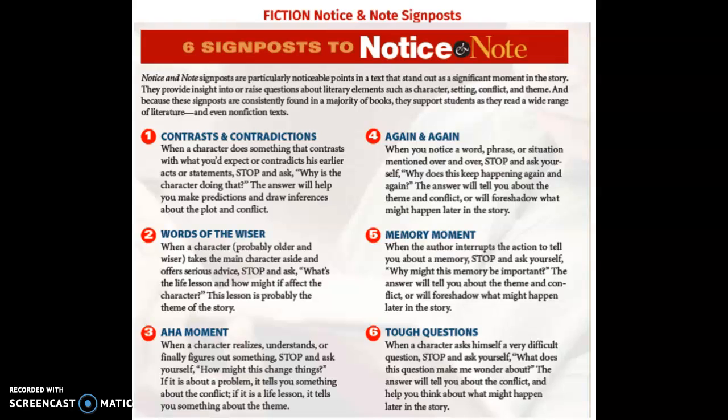The third signpost in Notice and Note is aha moment. So this is when a character realizes or understands or they finally figure out something, right? Maybe it's something that you, the reader, knew all along, and you're like, when is he going to figure this out? Or maybe it's something you didn't know, and you're having an aha moment too, and you're like, what? Right? So it can be either way.